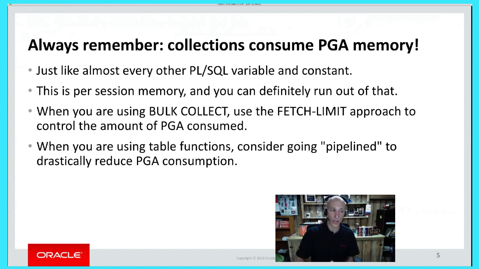So a couple of tips there is that when you're using bulk collect, always use the fetch limit approach to control the amount of PGA consumed. Essentially, fetch 100 rows at a time or 1,000 rows at a time. Maybe we'll have time to look at an example in a little bit. We'll do a future office hours session on for-all and bulk collect as well. In addition, if you're using table functions, consider going pipeline, creating a pipeline table function, and that will drastically reduce the amount of PGA consumed.